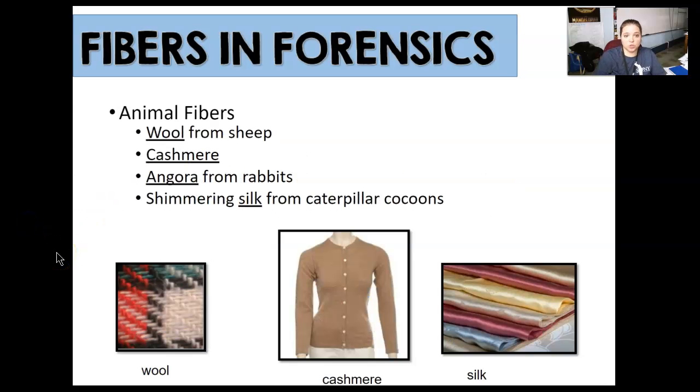Animal fibers. So this is like wool from sheep, cashmere, angora, and even silk from caterpillar cocoons. And you can see some of them right here. You've got wool, the scratchy wool, cashmere, and then silk.